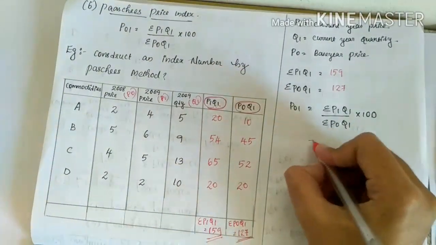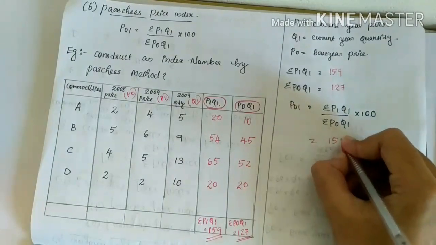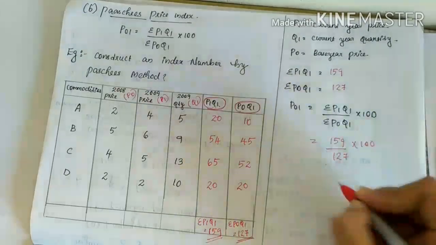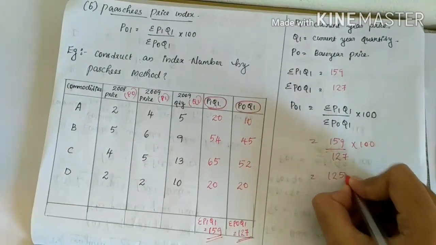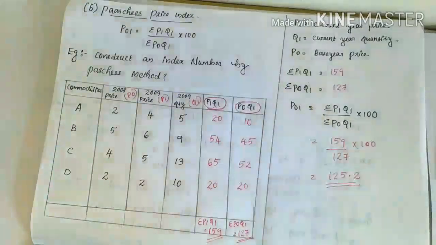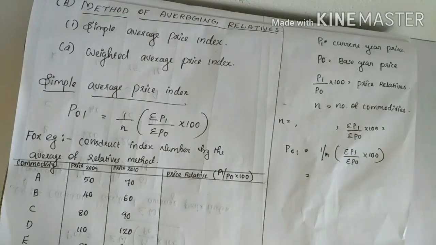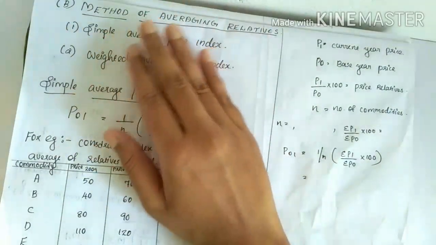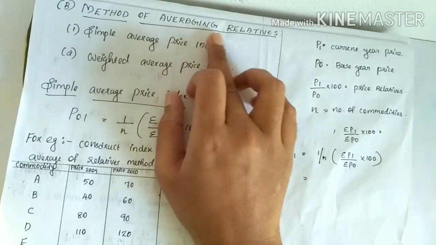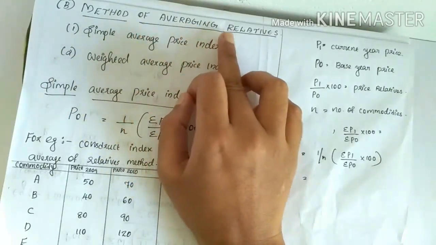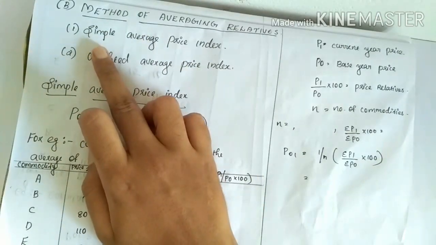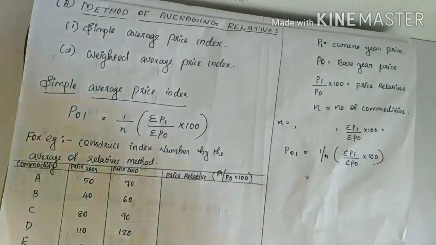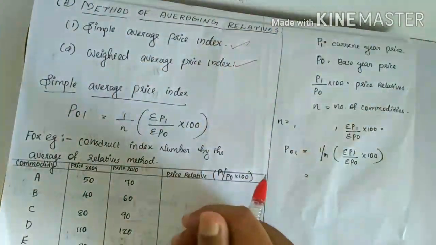Then directly applying the equation, 159 divided by 127 into 100. So the answer is 125.2. Clear? There are two methods used for construction of a price index. The first method we have already discussed. Then the second method is averaging relatives. These methods can again be classified into simple average price index and weighted average price index.